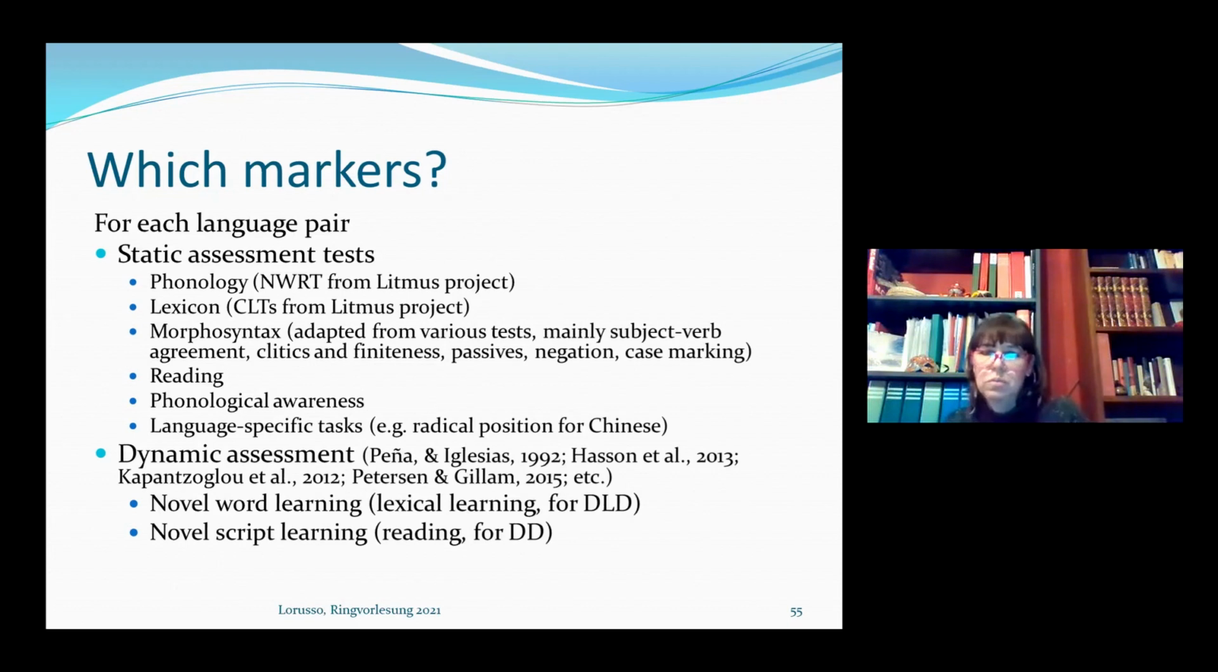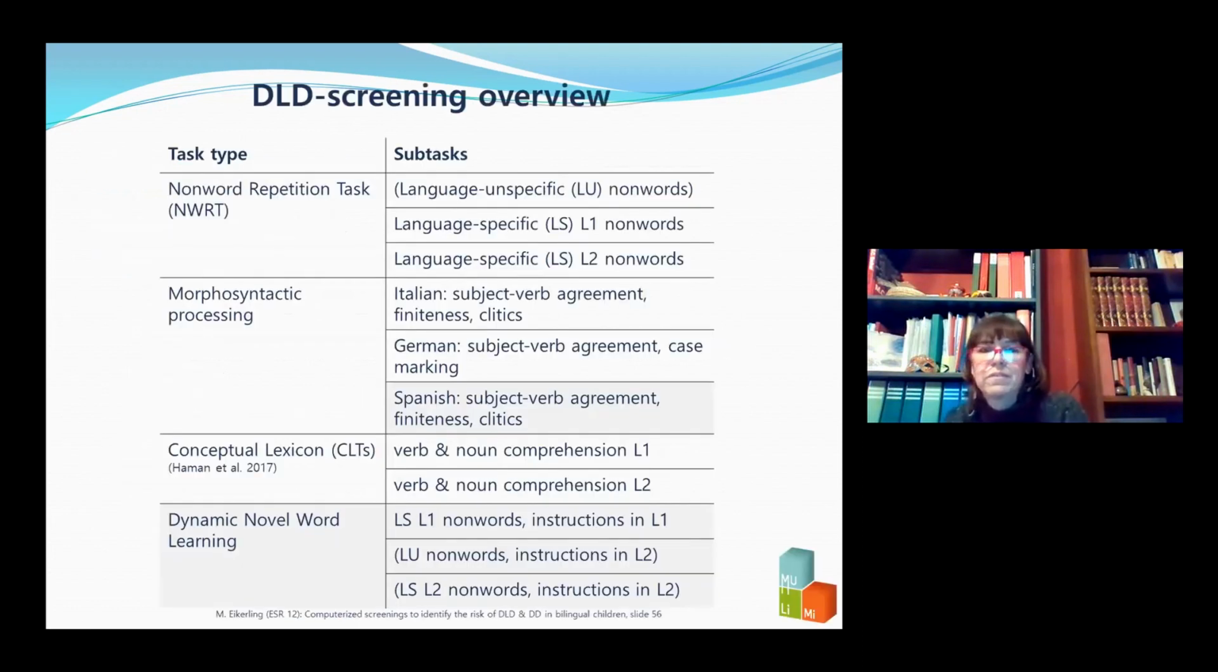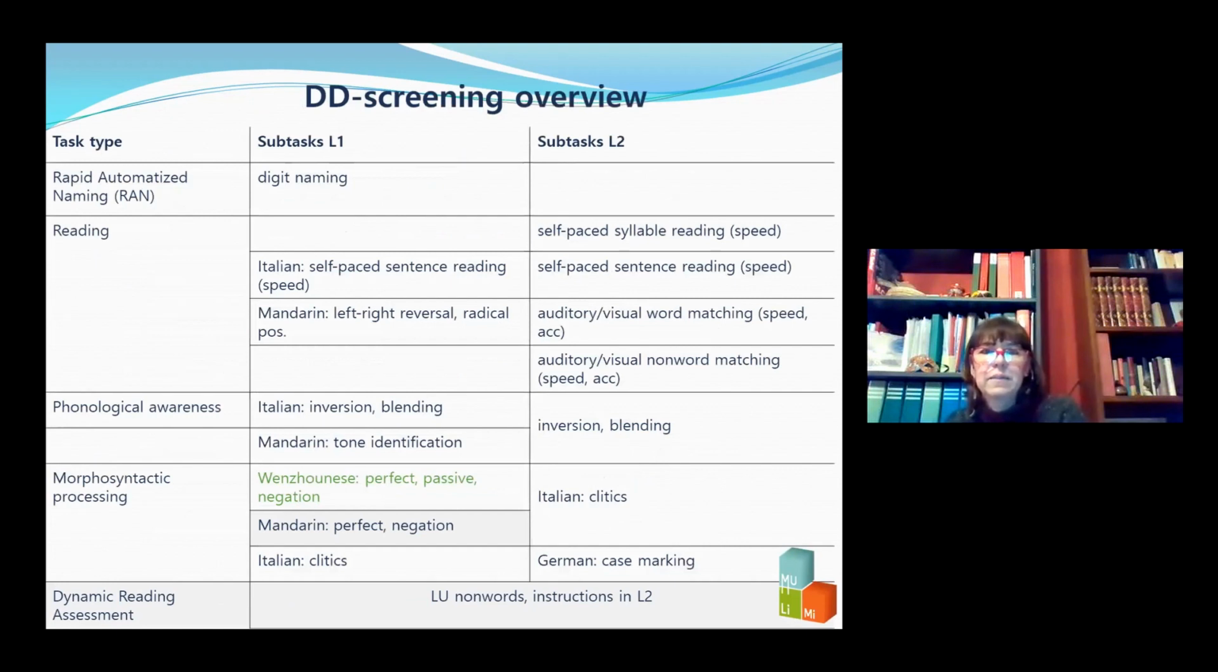So we had two dynamic assessment tasks. One assessing novel word learning in DLD, and one assessing novel script learning for DD, so assessing the ability to learn a new writing and a new orthographic system. This is the overview of all the tests that we selected for DLD and for DD.